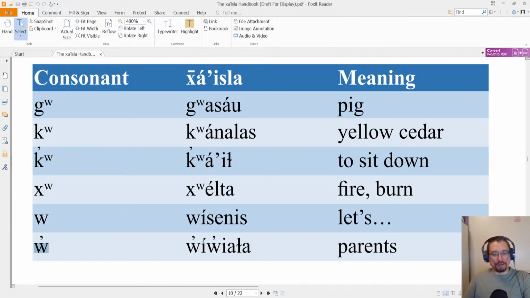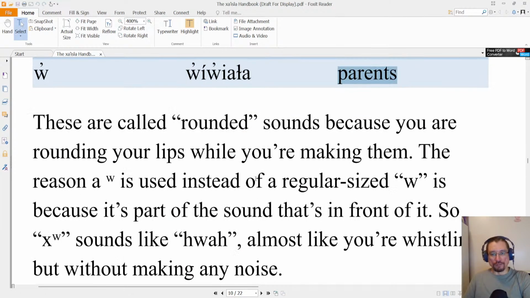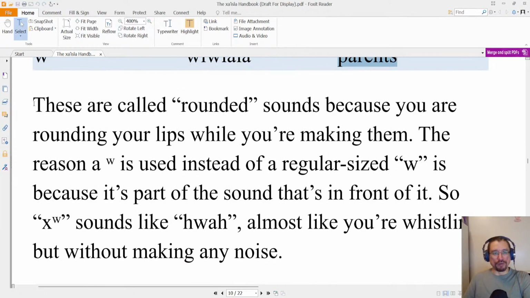And last we have the glottalized W. The word is xa'isla. So you notice I'm saying we, and then I'm closing off my glottis, the opening of my vocal cords very briefly, and then xa'isla. And that means parents. So I do have a paragraph here that provides more information.